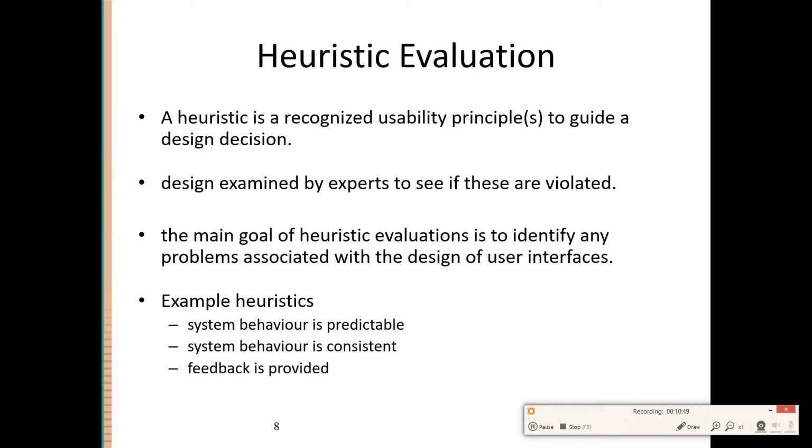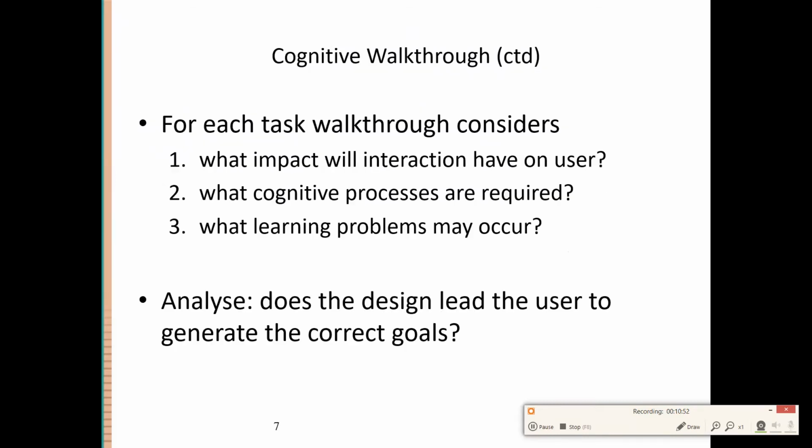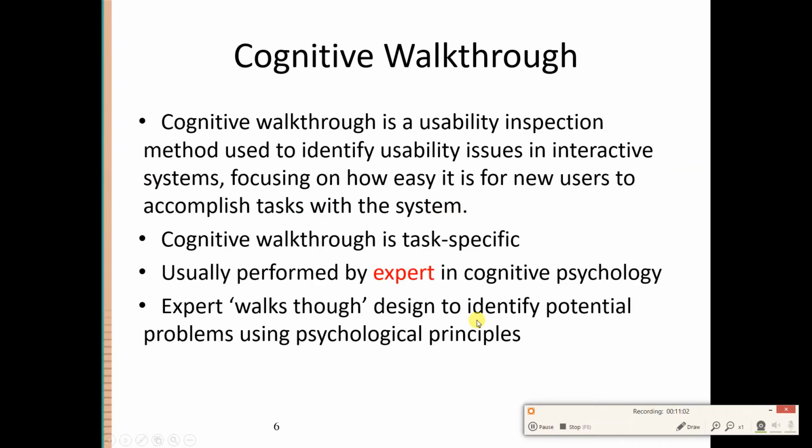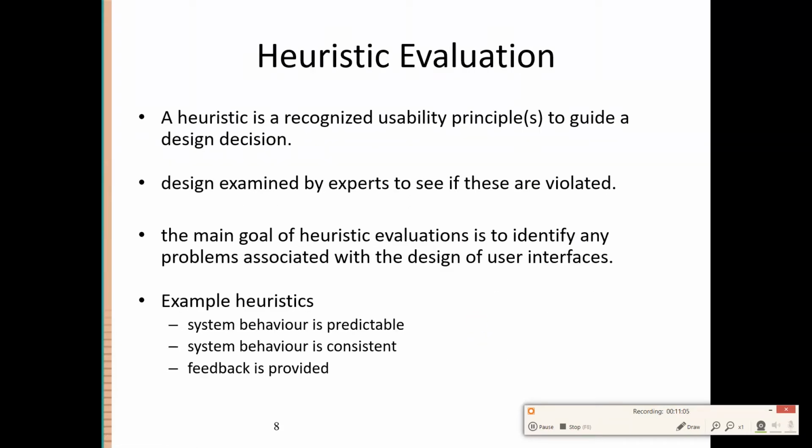The next step of the evaluation is the heuristic evaluation. As we have discussed, we are going to discuss the techniques in which the user is not participating. We have discussed the cognitive walkthrough. Now we are going to discuss the heuristic evaluation. So let's see about the heuristic evaluation.